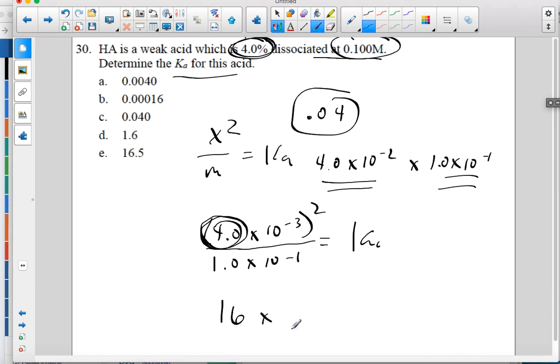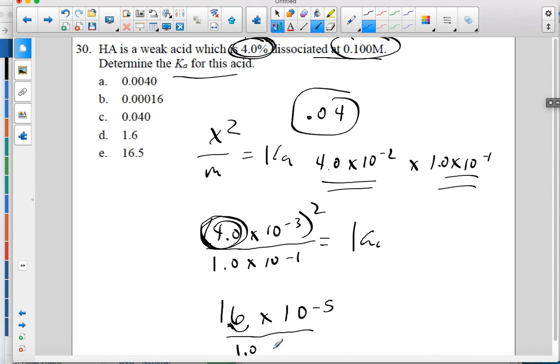And then I'm going to add the two exponents together. That's going to be 10 to the negative 6. I've got to put it back in regular scientific notation, so I'm going to slide it back over, which gives me 10 to the negative 5th when I slide it the other way. You can wait to do it too, it doesn't really matter. So I get 1.6 times 10 to the negative 5th.